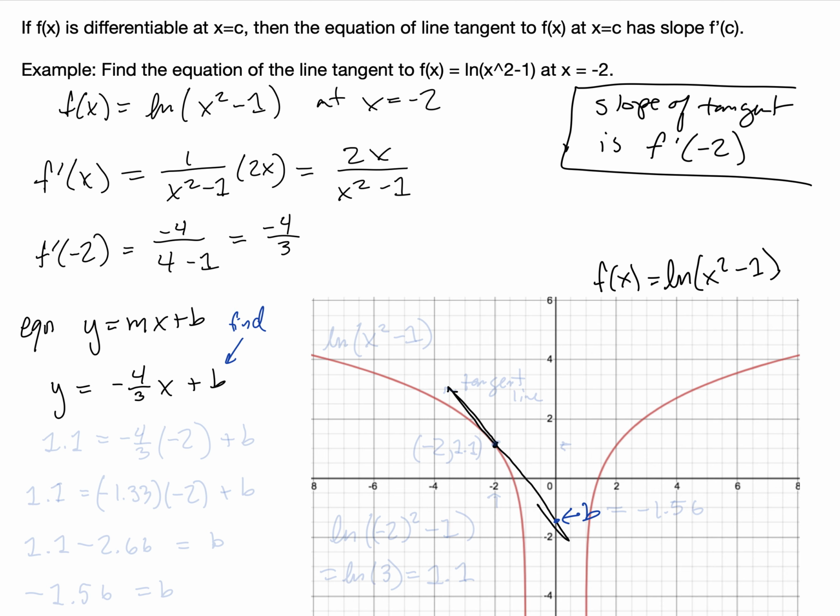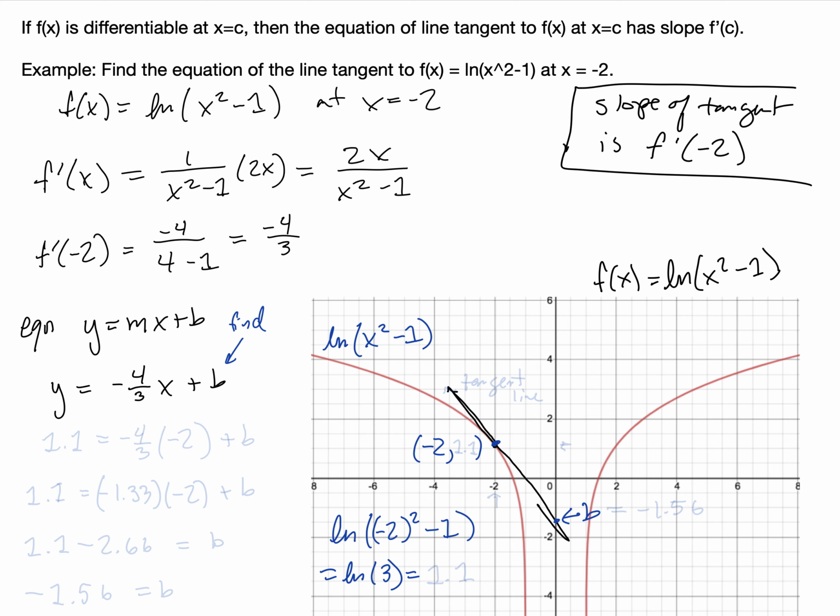To find b, we can say, okay, I know one point on this line. I know that one point on this line intersects with the original function, natural log of x squared minus 1. I know the input at negative 2, so I can find that. What is natural log of negative 2 squared minus 1? Well, that's the natural log of 3, and that is something I do not know off the top of my head, and I wouldn't expect you to either.